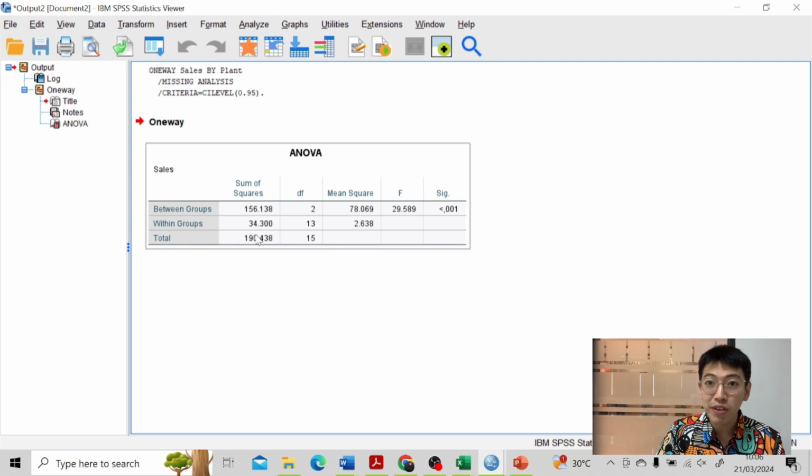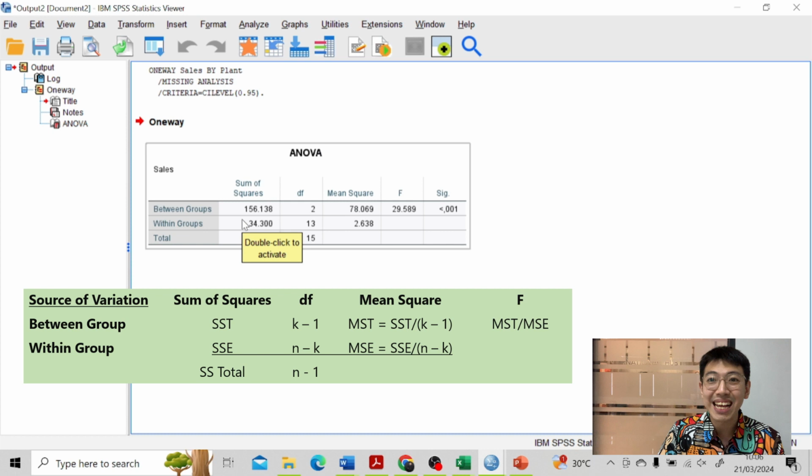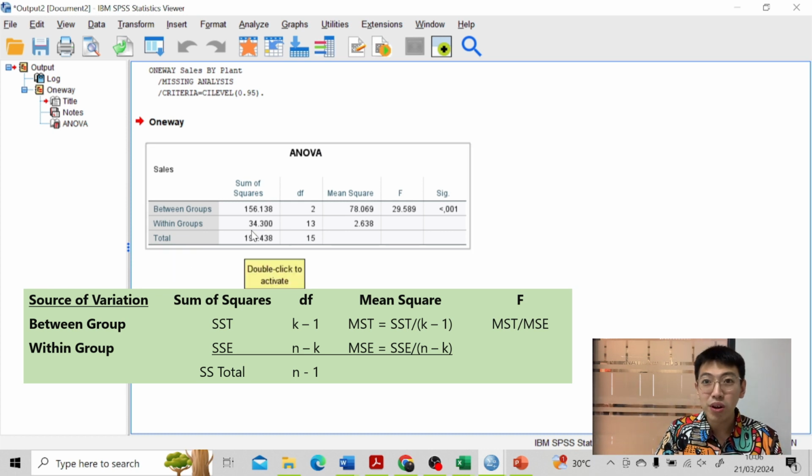Sum of square between groups we can symbolize with SST, sum of square treatment. Sum of square within group we can symbolize with SSE, or random variation. While for the total will be SS total. So SS total here will be equal to SST plus SSE. And then here that is degree of freedom.